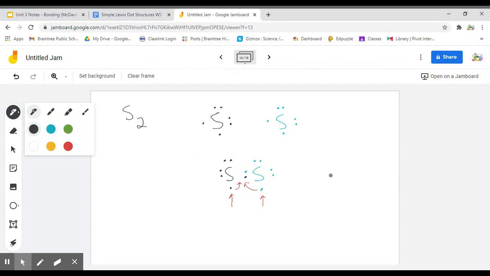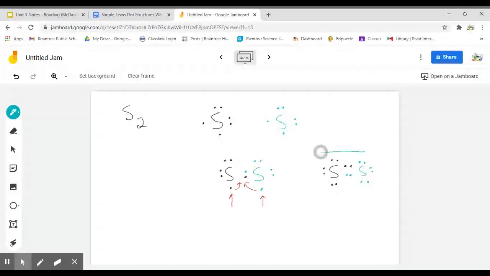So what this is going to give us is this. Okay, so this would be your final answer that you would put, because again, here we have our double bond, which we needed in order to fulfill the octet. All right. So we're going to use these double bonds when we have this type of situation where we're trying to just do single bonds and it doesn't add up, it doesn't pair all our electrons.